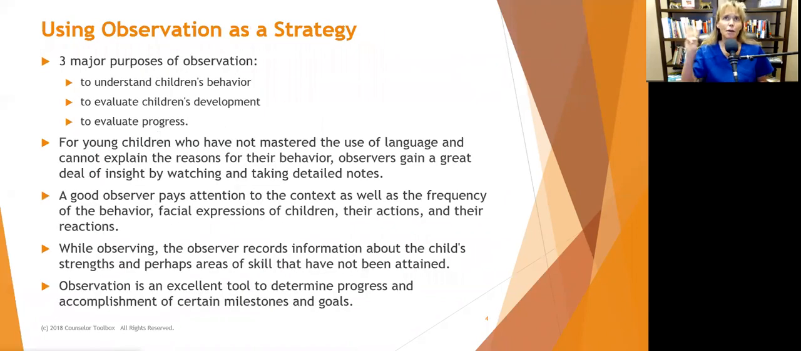There are 3 major purposes of observation. The first is to understand a child's behavior. Sometimes you just need to see it, because behavior has a purpose. Behavior has a function. We just need to understand why. What is the benefit to this behavior? What's the child trying to get by doing this behavior? Or what is prompting this behavior?